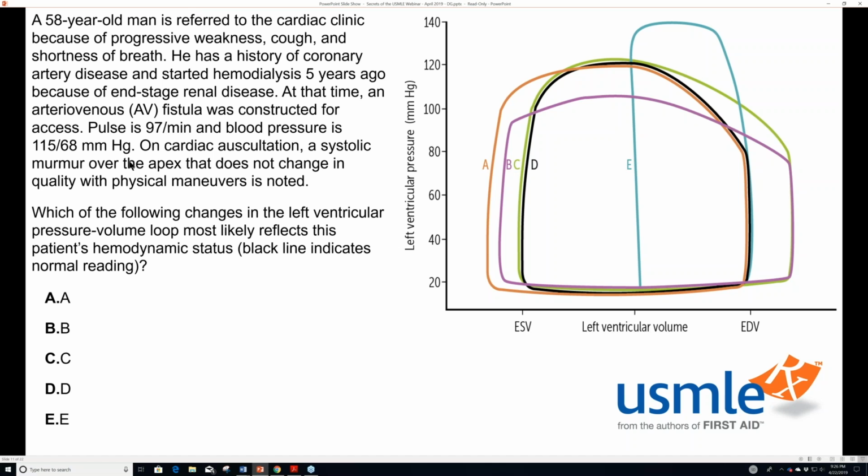On cardiac auscultation, a systolic murmur is heard over the apex that does not change in quality with physical maneuvers. So they do some physical exam maneuvers, hand grip, whatever you want to call it, make him stand up, make him squat, and there's no change in the murmur. Which of the following changes in the left ventricular pressure volume loop most likely reflects this patient's hemodynamic status? And remember, the black line indicates normal. So would it be A, B, C, D, or E?